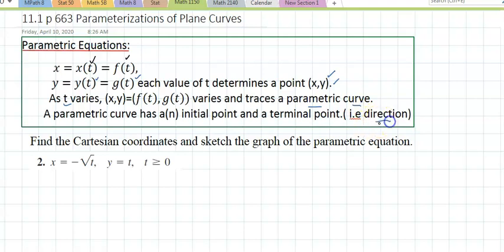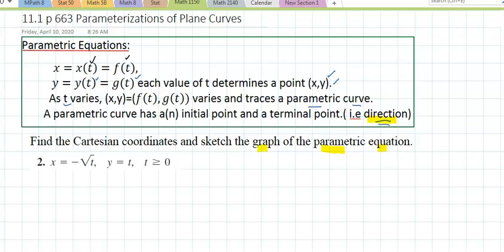Tracing meaning you're going to get direction. A parametric curve has or possesses an initial point and a terminal point. Anytime I see "graph a parametric equation," direction must be included. Without direction, it's not a parametric equation. So the difference between rectangular coordinates and parametric equations: the graphs are identical, except parametric equations possess direction, something that we must get out of the way.